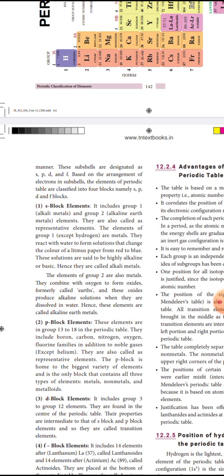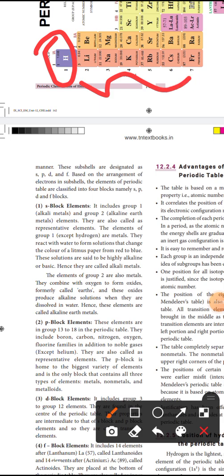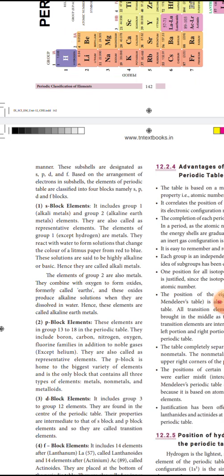The elements of group 1 except hydrogen are metals. They react with water to form solutions that change the color of litmus paper, from red litmus paper to blue. These solutions are highly alkaline or basic, hence they are called alkali metals.